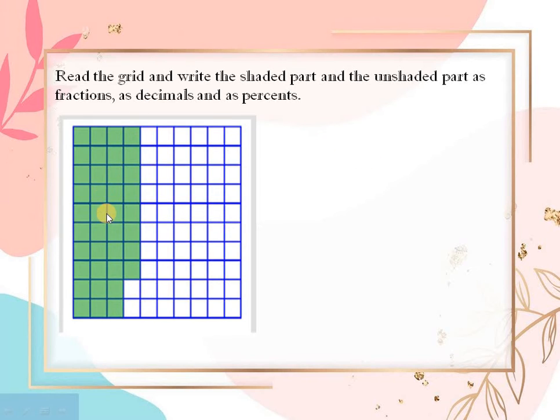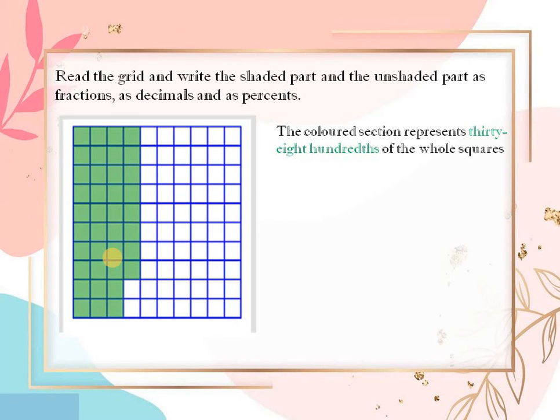So the shaded part we have to count first. Out of a total of 100, we have 10, 20, 30 (this whole column is 10, and if you add 3 columns of 10, you will get 30), and similarly this is 8. So 38 are the shaded part. Let's write it as a fraction first. The colored section represents 38 hundredths of the whole square. As a fraction, it is written as 38 upon 100.